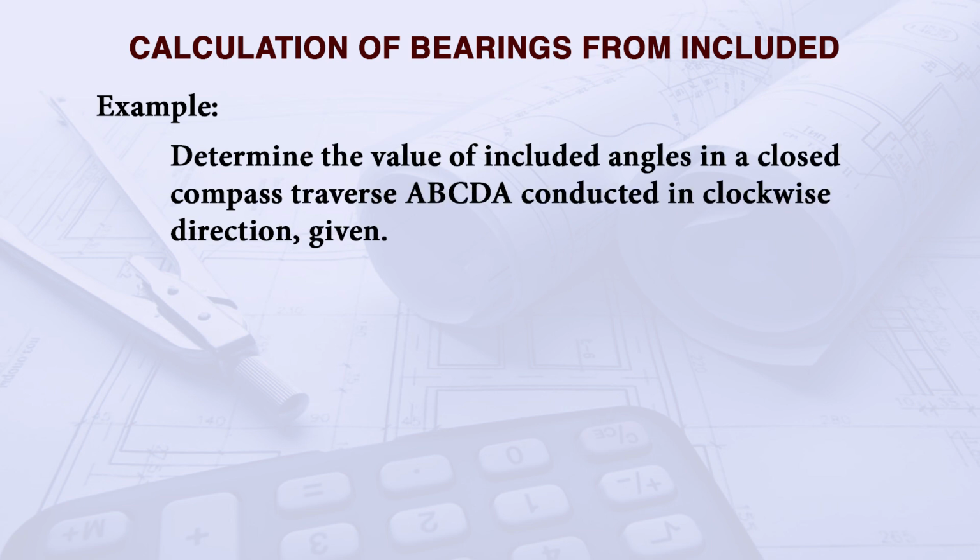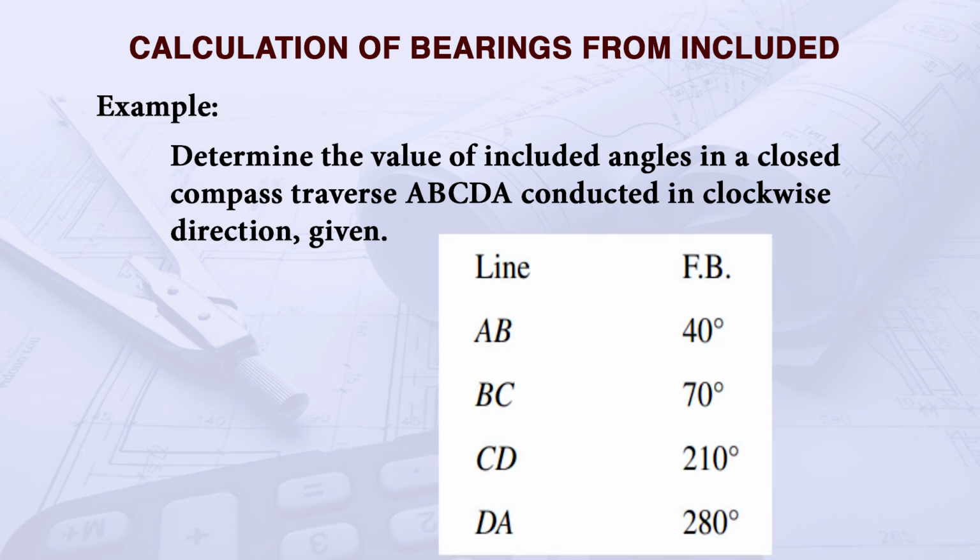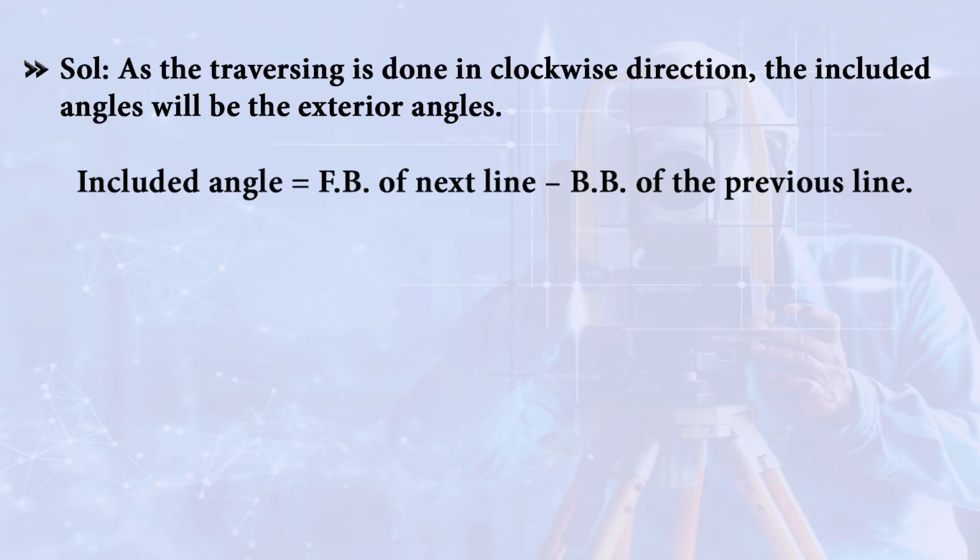Now, let us take some examples to understand deeply. In the first example, it has been given to determine the value of included angles in a closed compass traverse A, B, C, D and A conducted in clockwise direction. Given the following 4 bearings of the respective lines. These 4 bearings of line AB, BC, CD and DA respectively are 40 degree, 70 degree, 210 degree, 280 degree. Firstly, we will make a traverse of this question. Then, as you know, the traversing is done in clockwise direction.